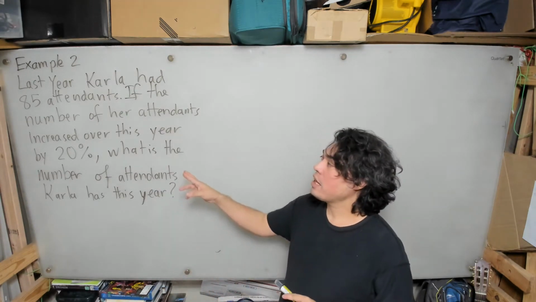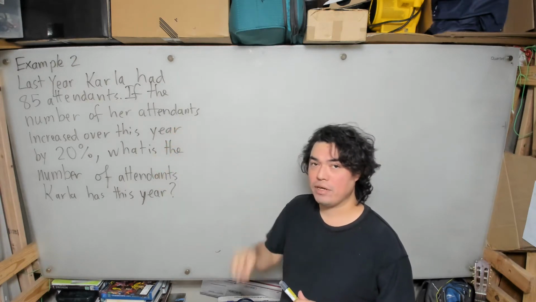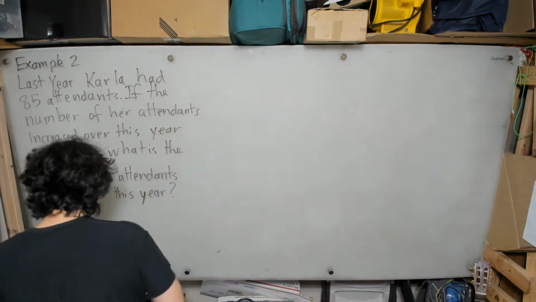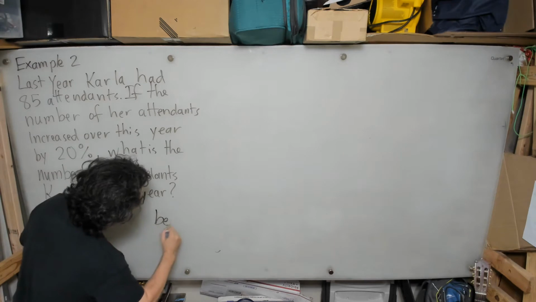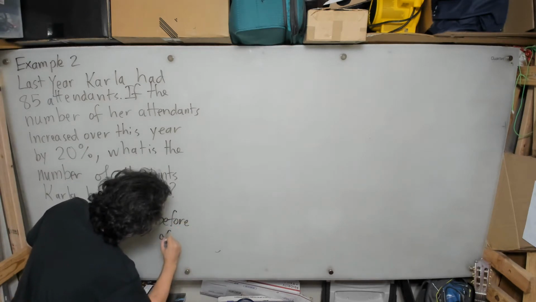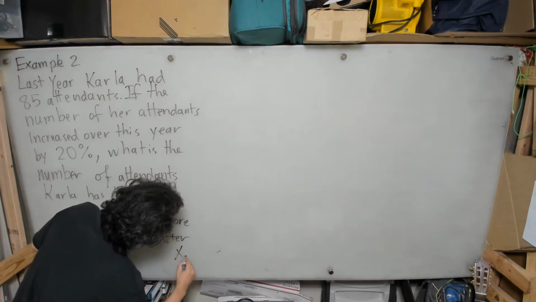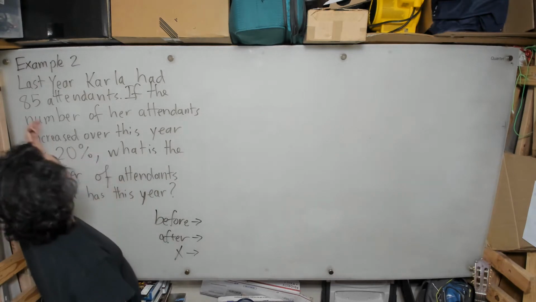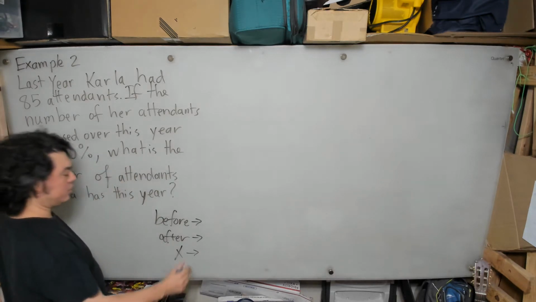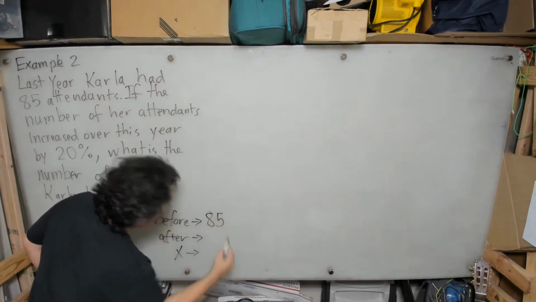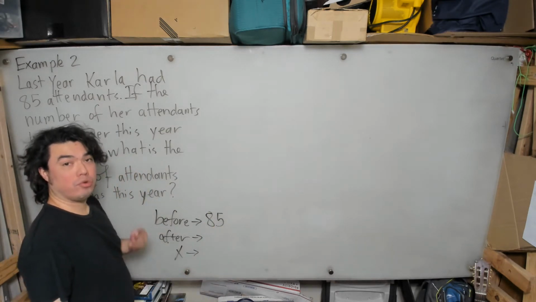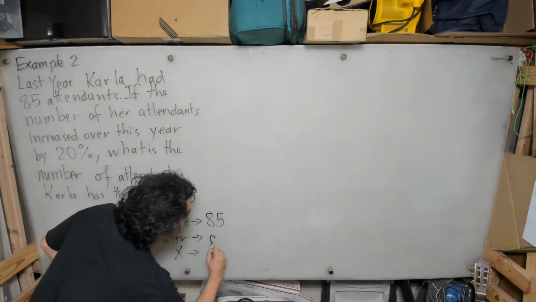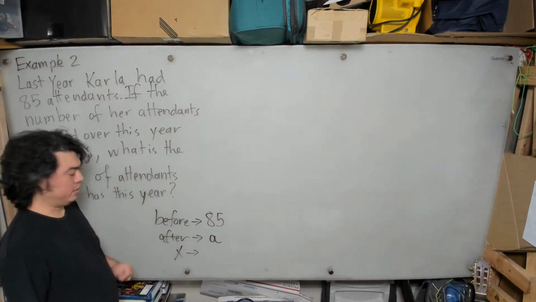It's telling us that the number of our attendants increased, and that's going to play an important role in our interpretation. Okay. So we know that we're going to look for our before, our after, and our x. So first of all, our before is clear. Last year, Karla had 85 attendants. So that's going to be our before. Our after is unknown to us right now, but it's not going to be unknown for long. But I'm going to let the variable a stand in the place of after.